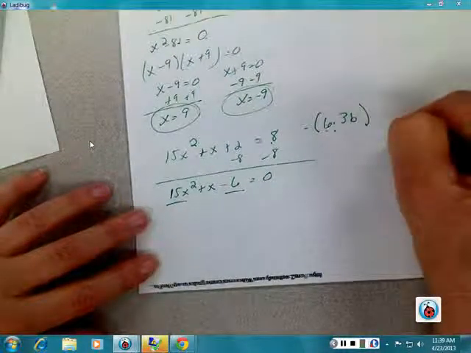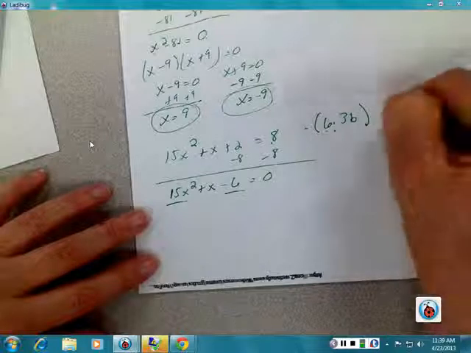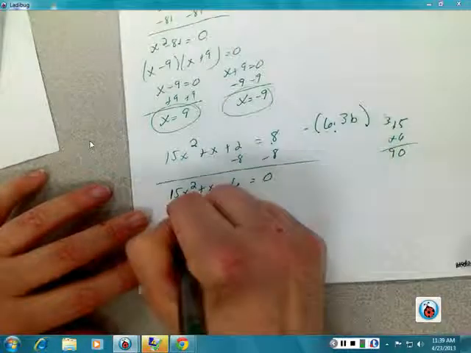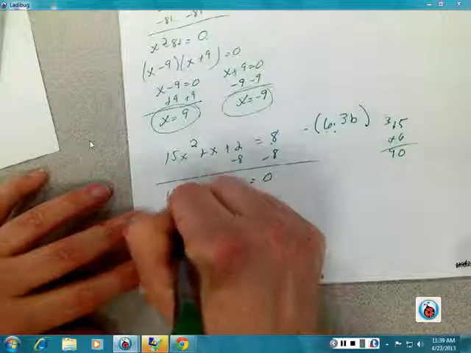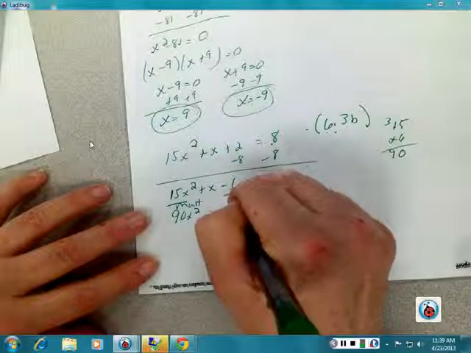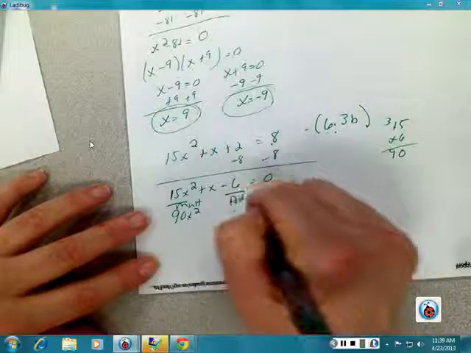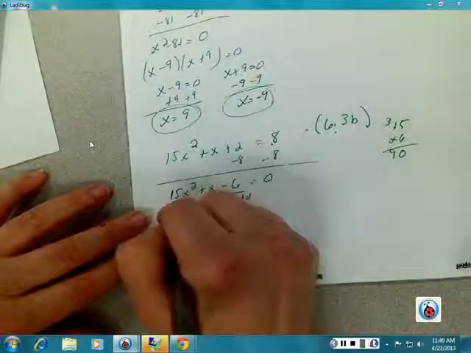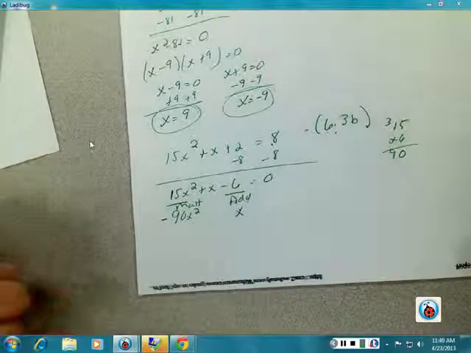and that's going to end up giving me 15 times 6. 6 times 5 is 30. 6 times 1 is 6. Plus 3 is 90. So I have 90x squared. So I need things that multiply to give me 90x squared, but add to give me a single x in the center. This will be a negative 90x squared.